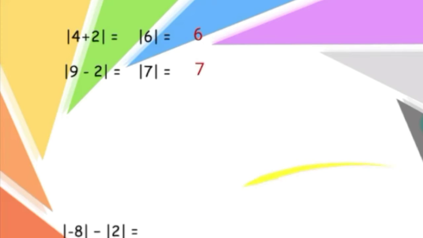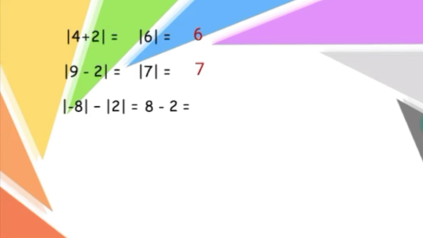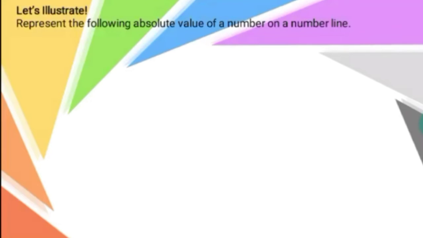Another example using the operation. The absolute value of 4 plus 2 is equal to the absolute value of 6, which is 6. Next, the absolute value of 9 minus 2 is equal to the absolute value of 7, which is 7. The absolute value of negative 8 minus the absolute value of 2 is equal to 8 minus 2, that is 6.